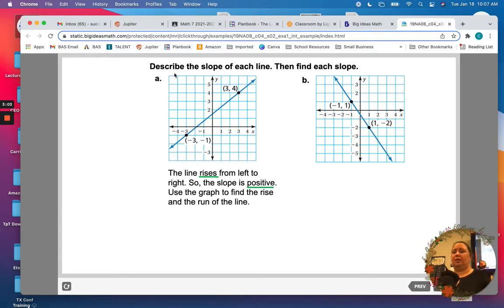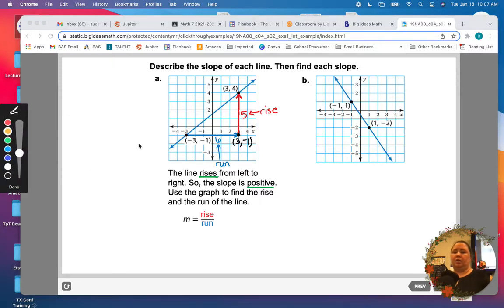Okay? So in your lesson, it's going to ask you to describe the slope of a line. You're going to tell me whether it's positive or negative. All right. So now we need to solve for the slope. Okay, I don't like necessarily the way they do it, so don't necessarily look at that. So we're going to count, figure out rise over run. So don't look at theirs.